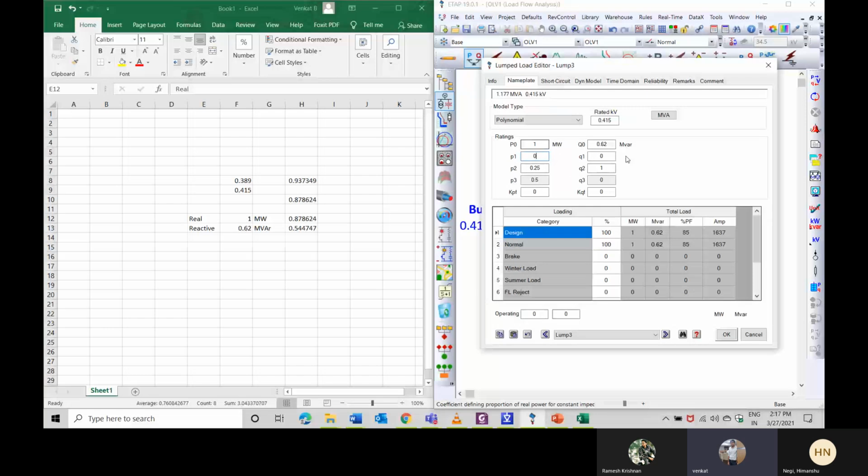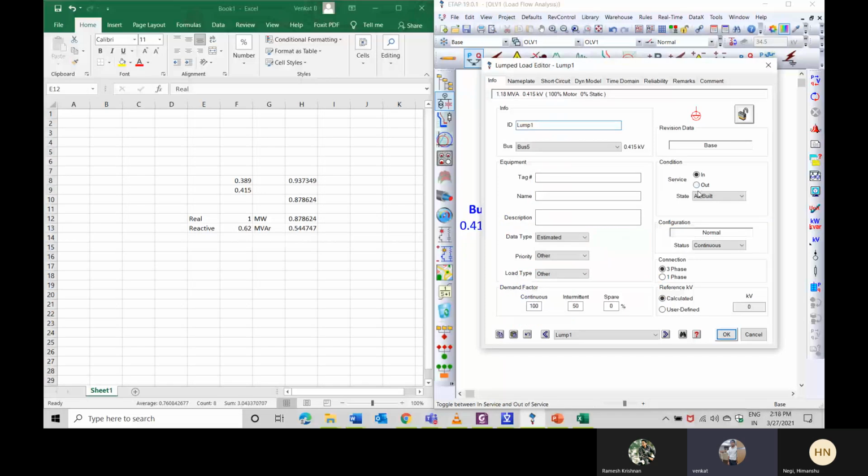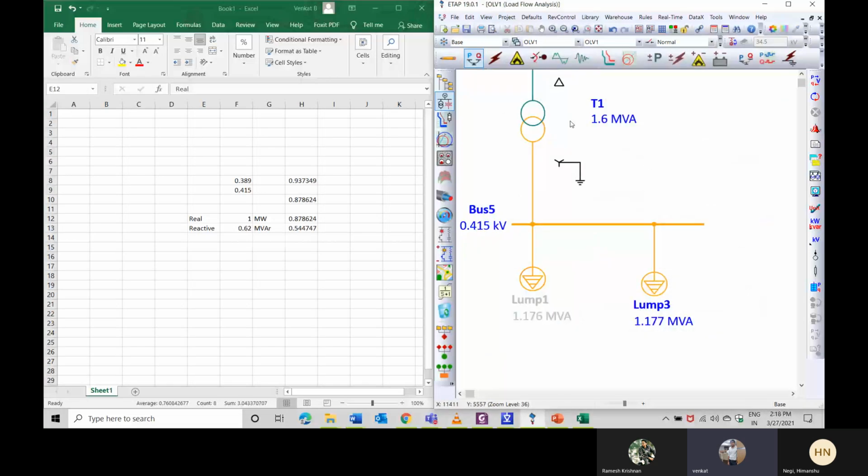Now I am going to take it as a constant current load. I have kept it as constant current load and I am just clicking OK. Now I will keep this load out of service and run the simulation. Here, what is the power being drawn? It is 935.2 kilo.